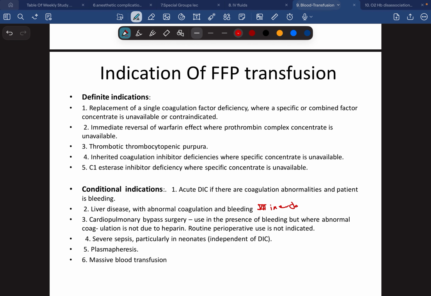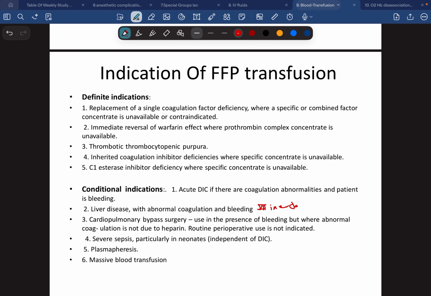Severe sepsis, particularly in neonates, independent of DIC. Independent of DIC means that it doesn't involve clotting factors, but sometimes in sepsis they need a little bit of support without a DIC happening. Plasmapheresis and massive blood transfusion.